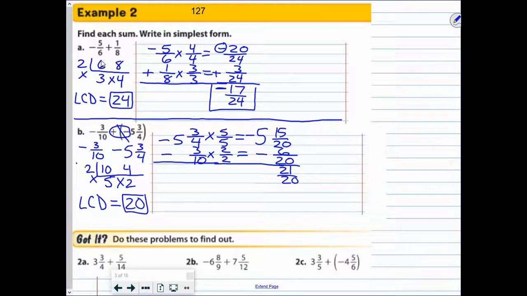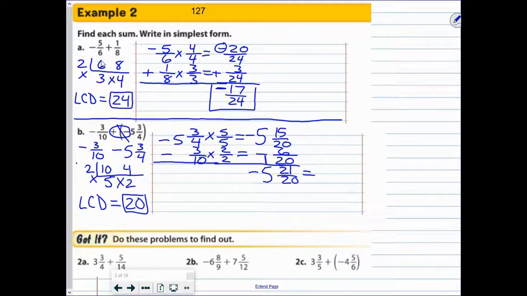And I get my negative 5. Well, that gives me a mixed number, but it also gives me an improper fraction. I have to take care of that. And so what I'm going to do is divide 20 into 21. It's going to go one time.